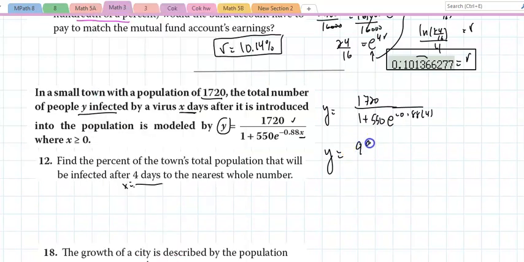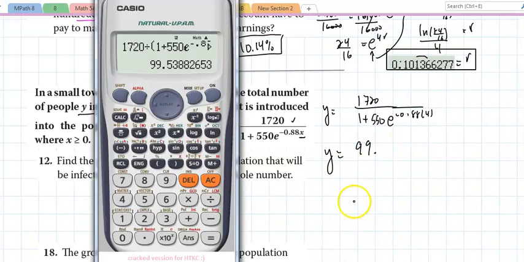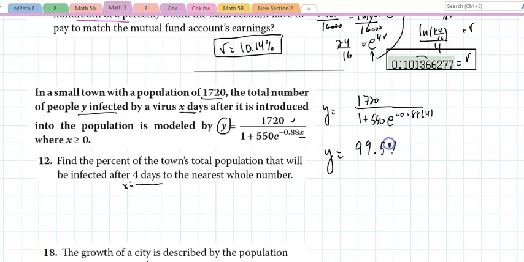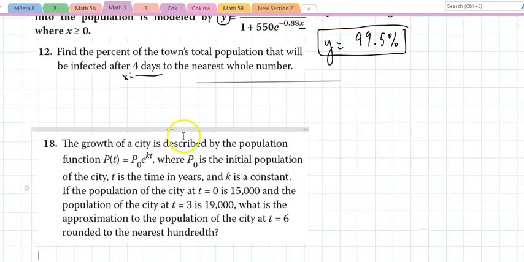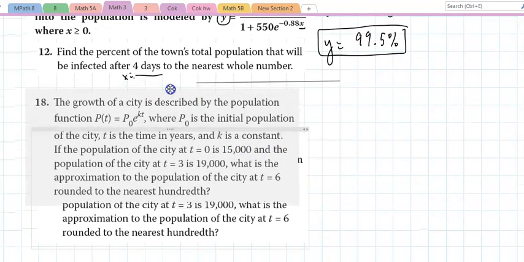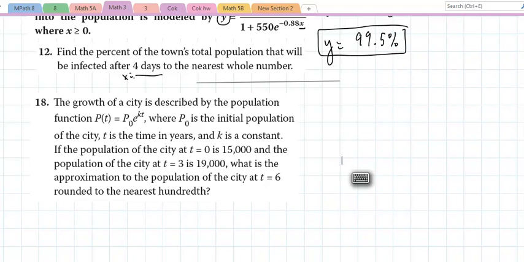99.54%. 99 point, what did we say? 5%. Almost the entire population. You'll figure out it's very hard to get these things under control. And number 18, they say the growth of a city is described by a population model.